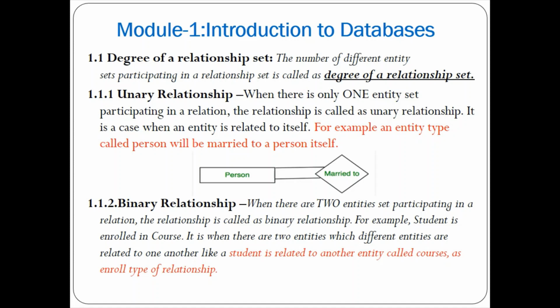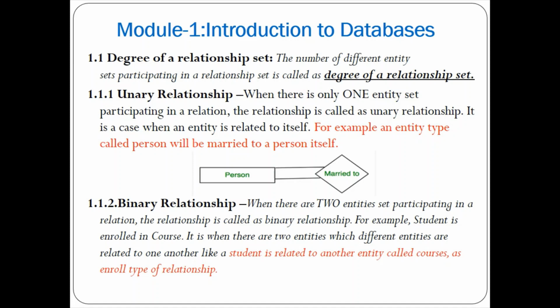A binary relationship exists when exactly two entity types participate. When such a relationship is present, we say that the degree is 2. This is the most common degree of relationship. It is easy to deal with such a relationship, as these can be easily converted into relational tables.